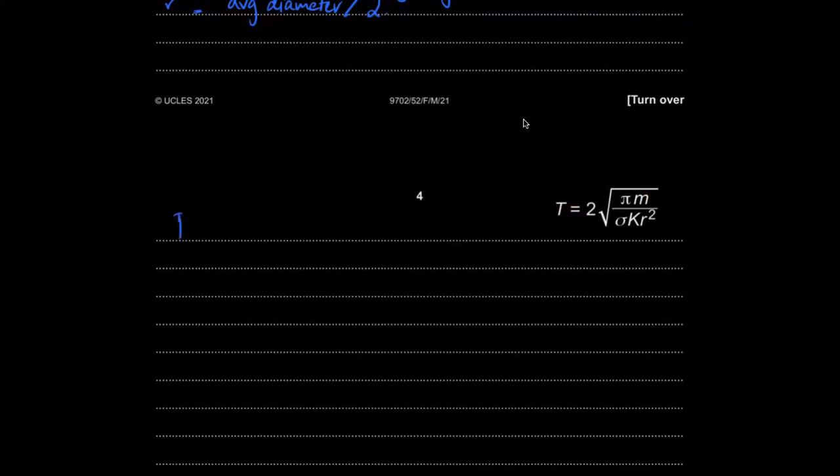So you would say that if I square both sides, this would become T squared equals 4 pi squared m upon sigma k r squared, right? T is the dependent variable, so this could be on the y-axis. So T squared would be on the y-axis. M is the independent variable, so that could be on the x-axis. And then everything else which remains is the gradient, right? So I would say that the gradient is 4 pi squared upon sigma k r squared.